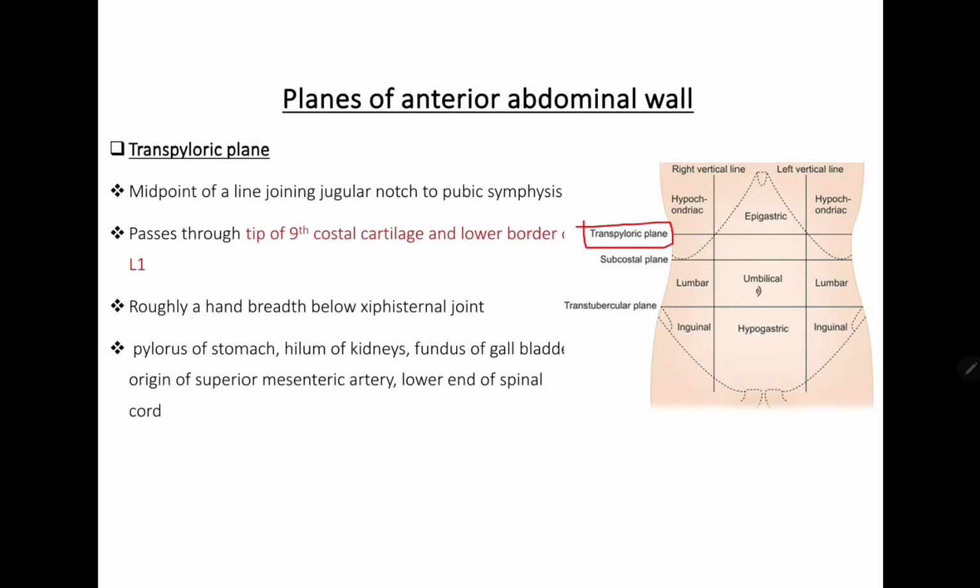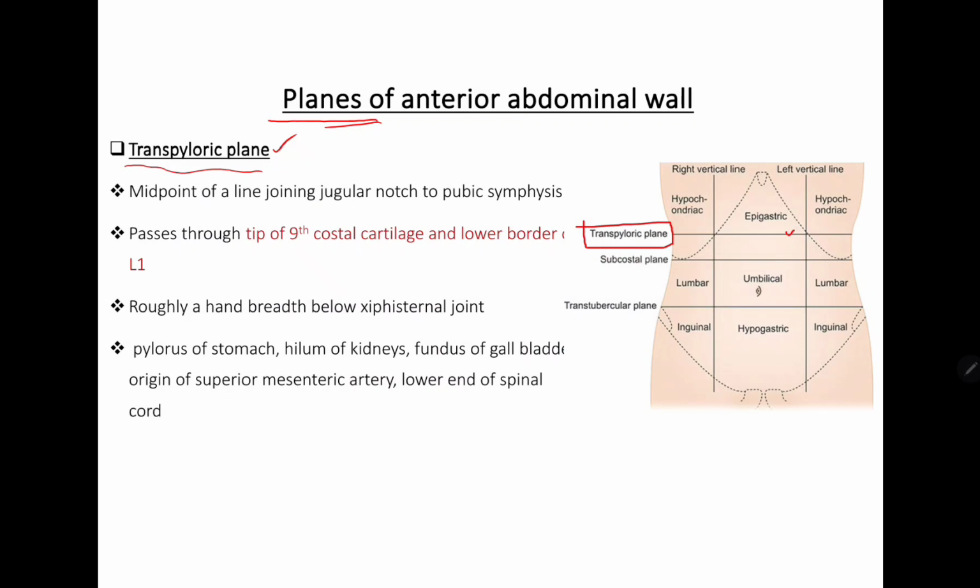For descriptive purposes, the anterior abdominal wall is divided into some regions by some lines. There are some planes. Now we are going to see what the planes of the anterior abdominal wall are. The first one is known as the transpyloric plane. Let us see. This is the transpyloric plane.